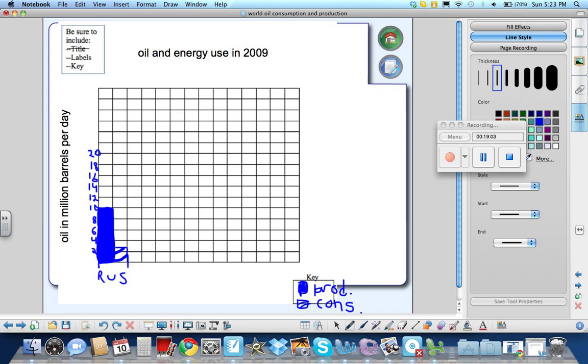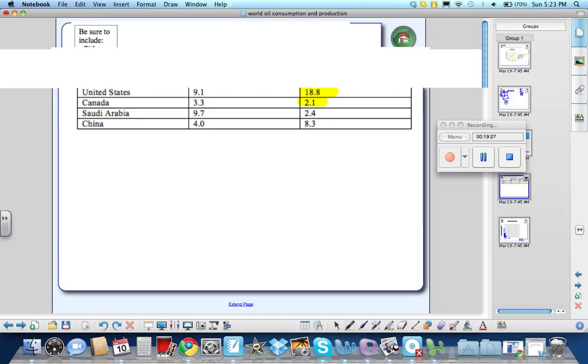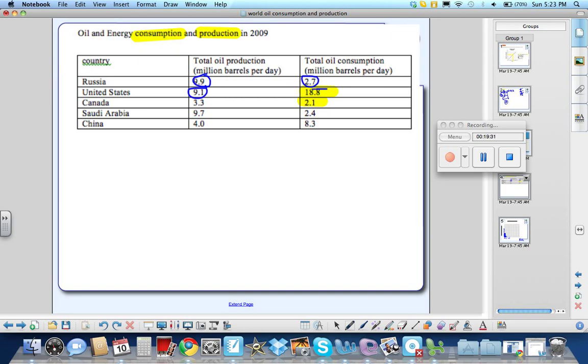We skip space between each country. So these two where I made the lines would be the United States, where I'll just write US to make it simpler. Now US production, and again, I'm getting this right from the table. 9.1 is production in the United States.